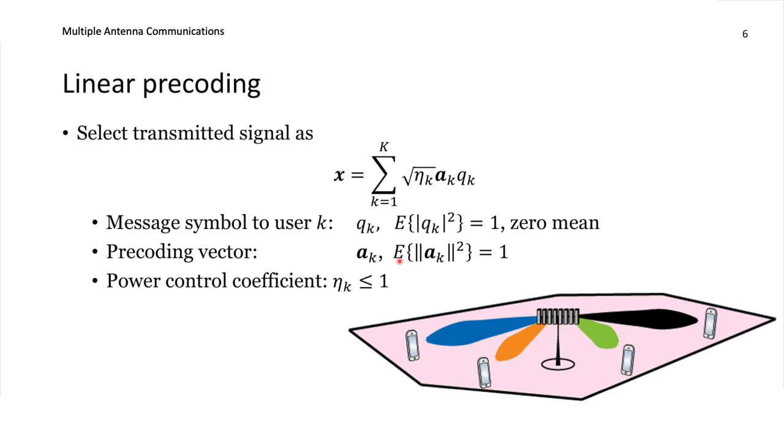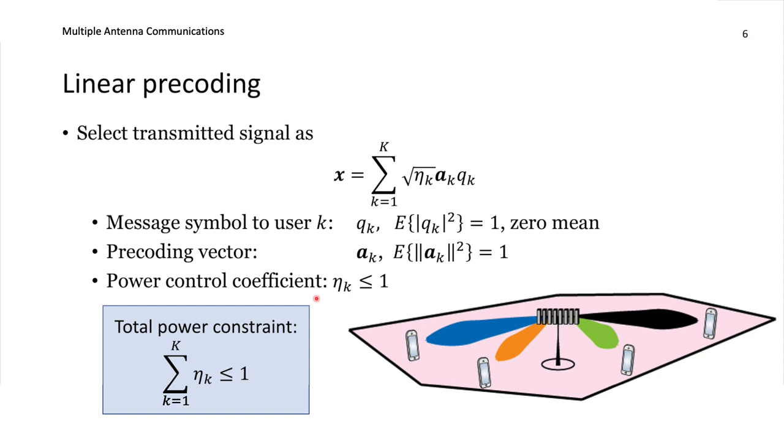And finally, we have power that we need to allocate between the different users at the base station. So we have these power control coefficients, eta_k, which should be smaller or equal to 1, just as in the uplink. But in addition to this, we also need the total power from the base station to be equal to rho downlink. So that turned into that the squared norm of x should have an expected value that is smaller or equal to 1. And if you compute that value here, since we have independent data symbols and each of these precoding vectors has an expected value that's equal to 1, we will get a total power constraint.